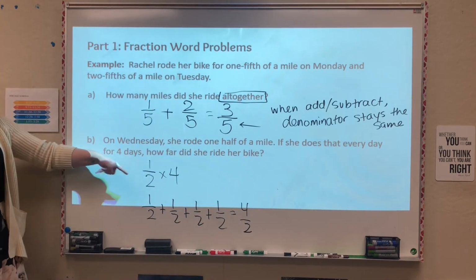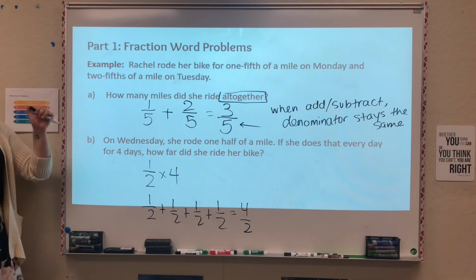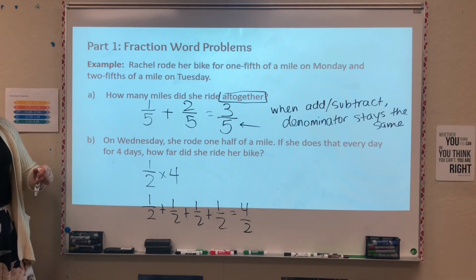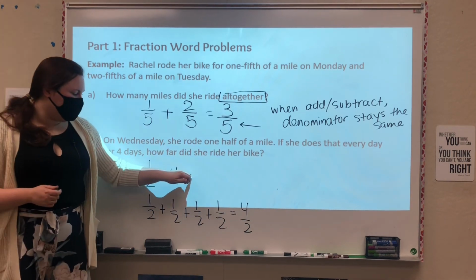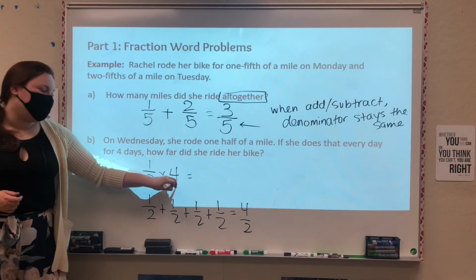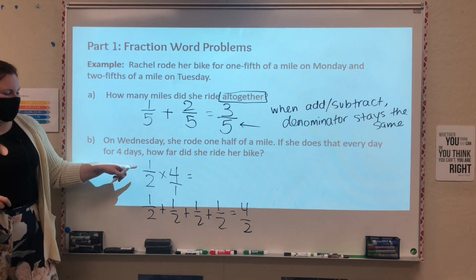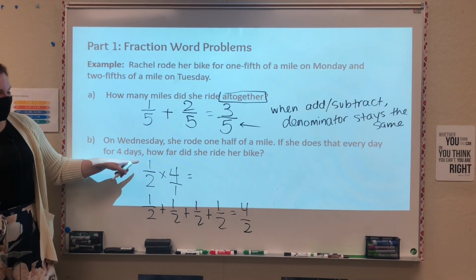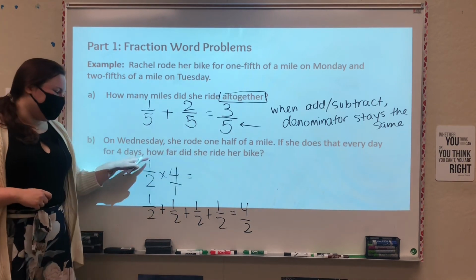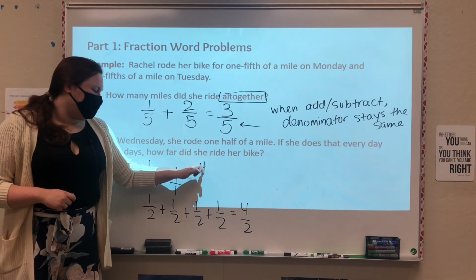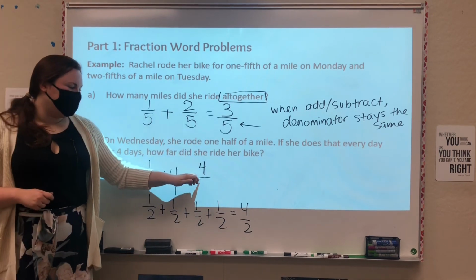How do we multiply fractions? Here's a review of multiplying the numerator with the whole number. So what would that look like? 4/1. So that first step is changing it to look like a fraction. And then here I'm multiplying straight across. So 1 times 4, and 2 times 1, 2.